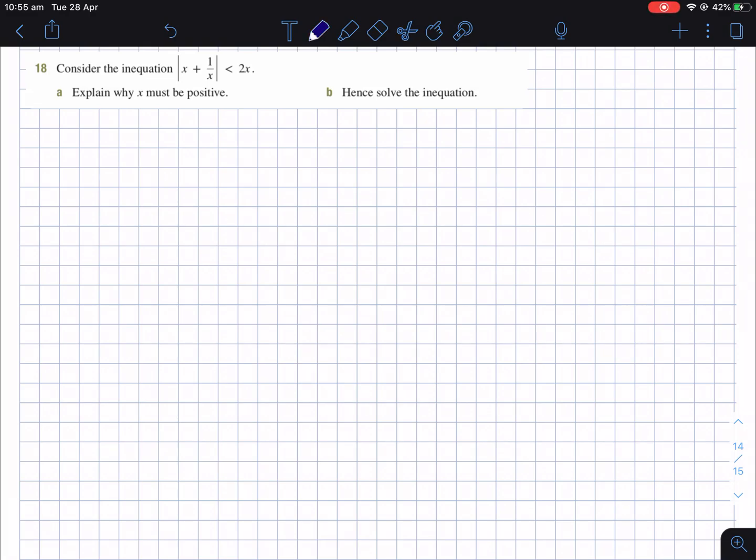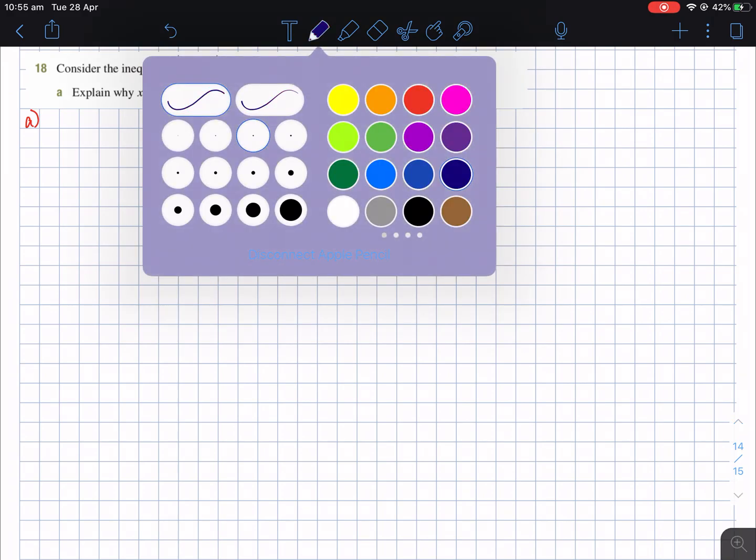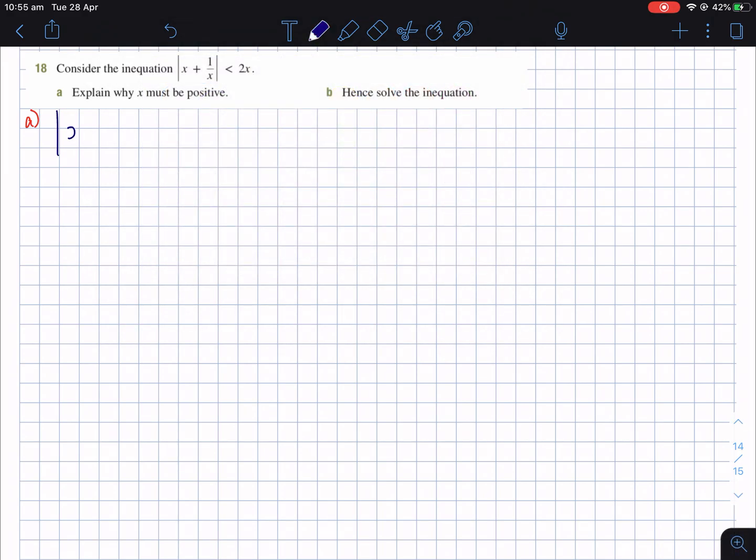Okay, for question A, if I've got |x + 1/x|, the absolute value of it, then it's always going to be bigger than or equal to 0, yeah? Because it's a positive of whatever this is. So even if x was minus 3, plus 1 on minus 3 is negative 3 1/3. Well, the absolute value of that is positive 3 1/3. So it's always positive.